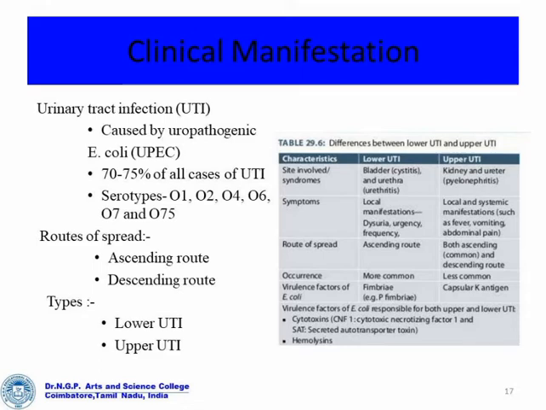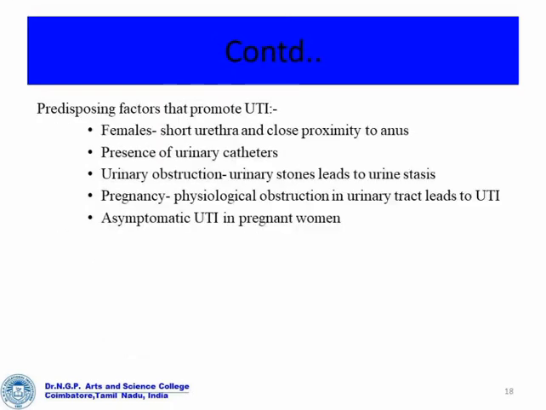In lower UTI, the site involved is the bladder and urethra. In upper UTI, kidney and ureter. Lower UTI is by ascending route, and upper UTI have both, and lower UTI is more common, and upper UTI is less common. And predisposing factors that promote UTI: in females, due to the short urethra and close proximity to the anus, there is more chance of getting lower UTI than males.